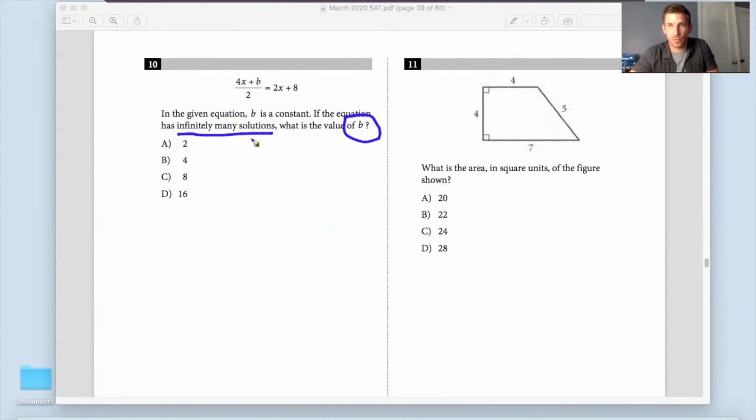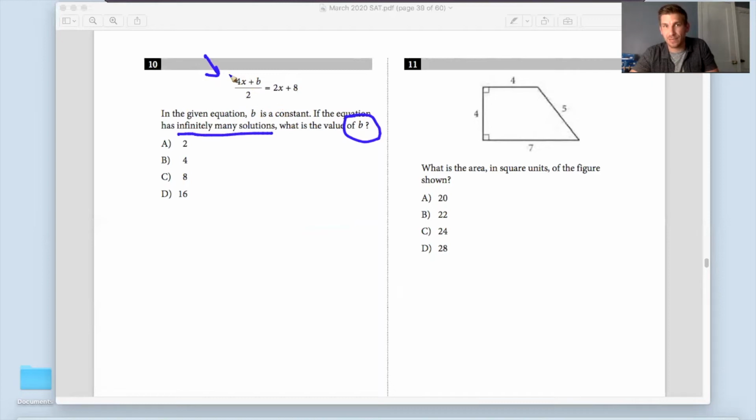Now I want to figure out what I need to find. It says what is b, but it says in the given equation, b is a constant. If the equation has infinitely many solutions, which means I need to make this equation the same. Okay, so I need to analyze what I need to do to this in order to make it the same on both sides.